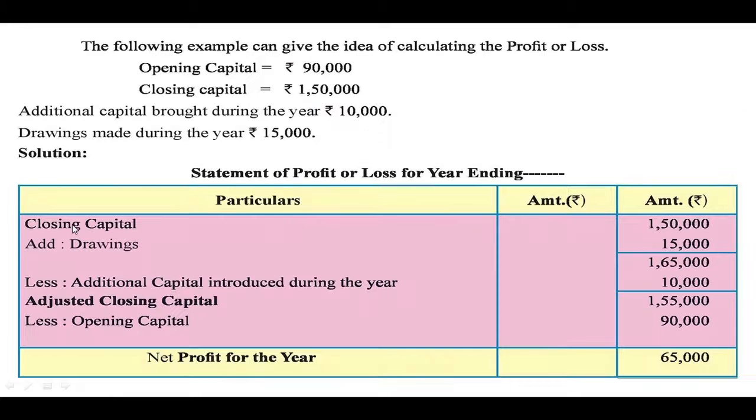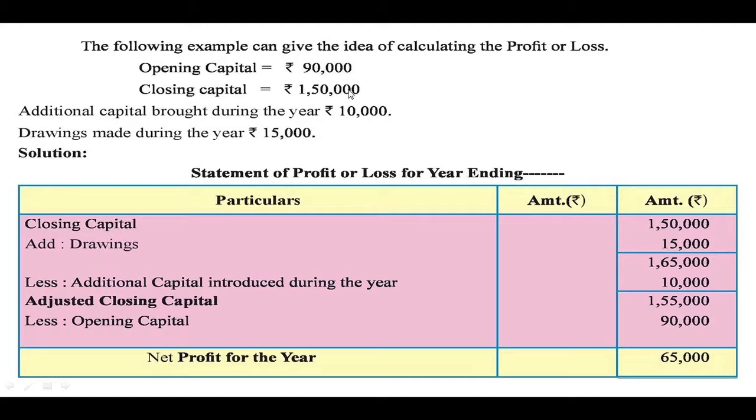Here a small example is given to find out the profit or loss. Opening capital rupees 90,000, closing capital rupees 1,50,000, additional capital brought during the year rupees 10,000, drawings made during the year rupees 15,000. We have to start with the closing capital.